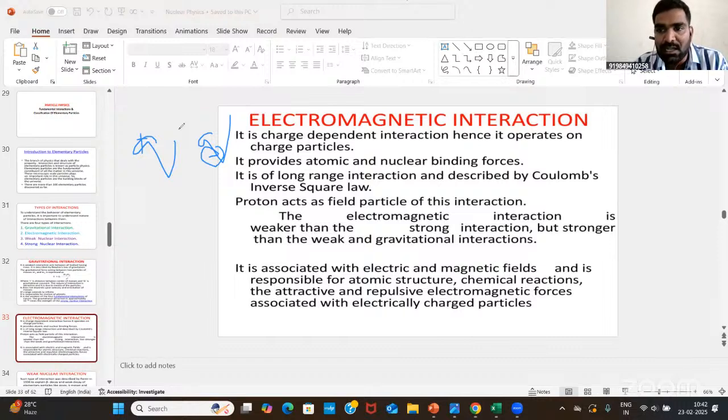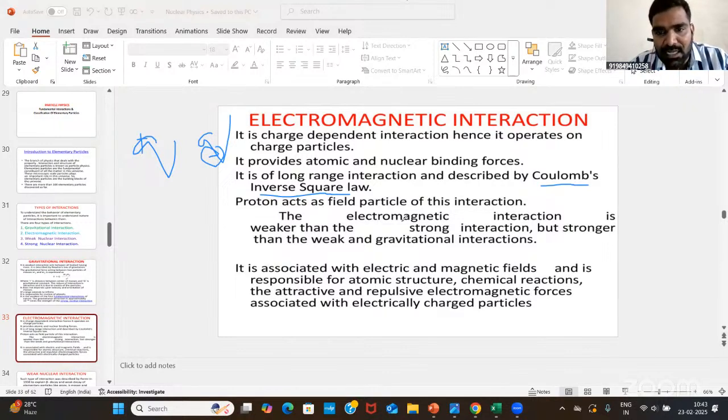That is due to the electromagnetic interaction, because these two have a charge, right? That's why these have electromagnetic interaction. These are long range interactions. So these are described by what? They are described by Coulomb's inverse square law. Okay, the photon acts as the field particle of this interaction.